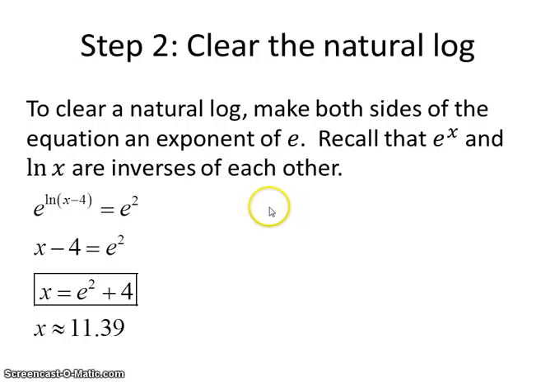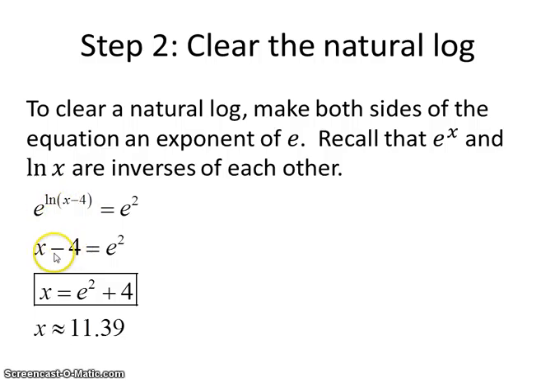So the next step is to clear that natural log, and the way to do that is to raise both sides of the equation as an exponent of e. We remember that e to the x and the natural log of x are inverses of each other, so they cancel each other out. So making both sides of the equation an exponent of e gives us this situation, and e to the natural log of something is just equal to whatever is in the parentheses there. So this e and this natural log will cancel each other out. On the right side, we've got e squared.